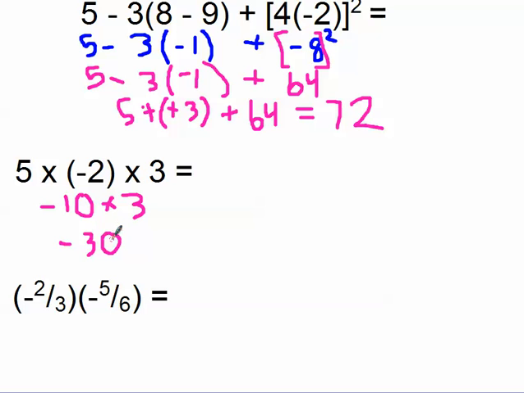When I'm multiplying fractions, I want to multiply my numerators and then multiply my denominators. So I'm going to go through. I'm going to say 2 times 5 is 10. My denominator, 3 times 6 is 18. And I'll look at my signs. I have a negative times a negative, which is a positive. And I'm going to reduce this to 5 ninths.